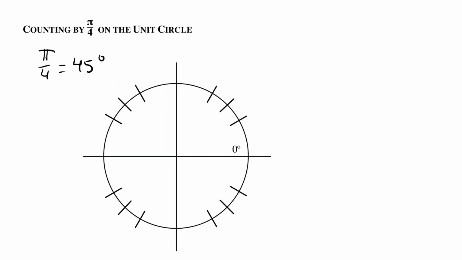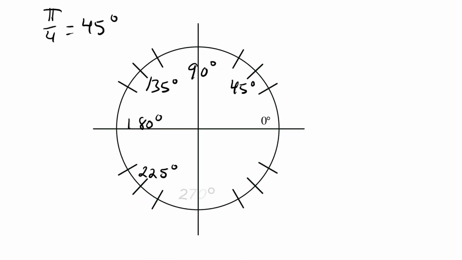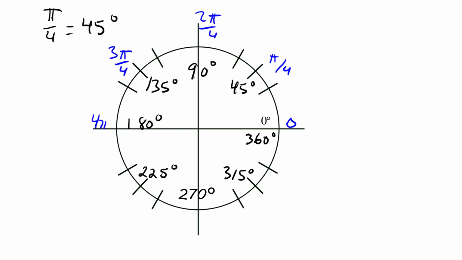Let's do the same thing, first of all, with pi over 4 by counting around the unit circle. This time we're going to do every 45 degrees. You can see them listed here in order. 315 degrees and 360 degrees. And then we'll count again by pi over 4. 1 pi over 4, 2 pi over 4, 3 pi over 4. And again, pi is 4 pi over 4.